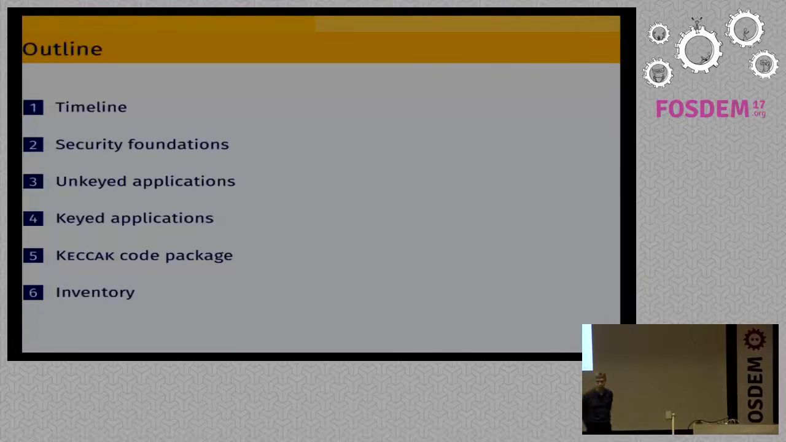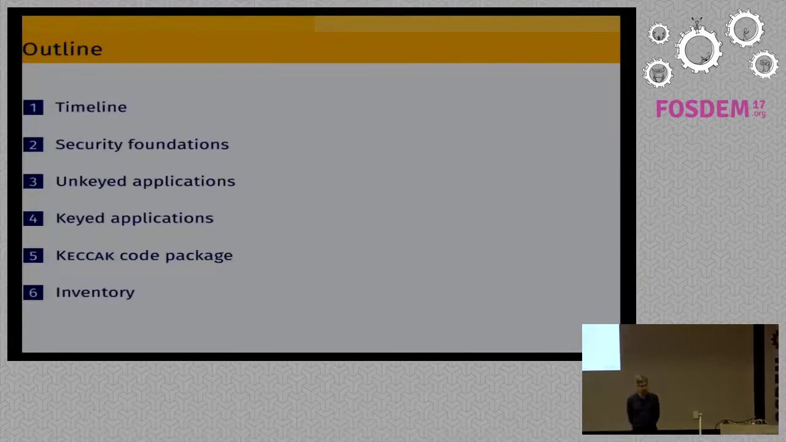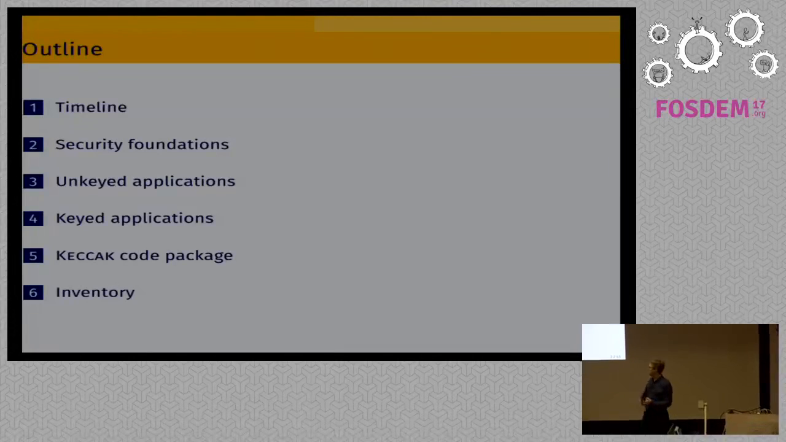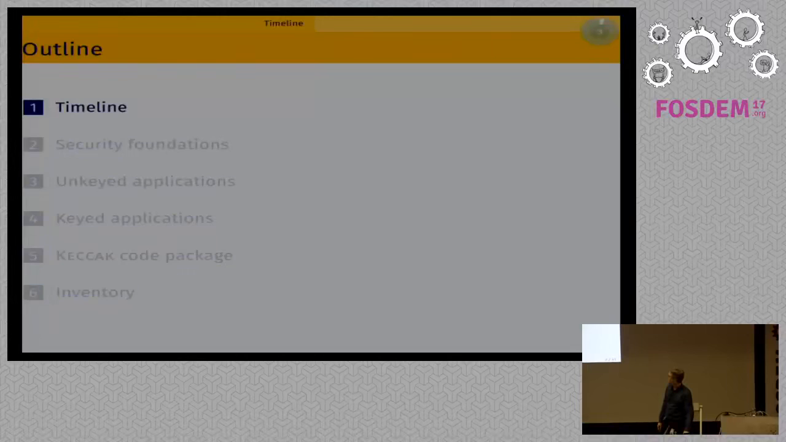So this is the outline of my presentation. I will start with some introduction. Then I will try to discuss the security properties of symmetric cryptography. Then the core of the presentation will be divided into two parts, the keyed applications and unkeyed applications, depending on whether or not we need a secret key. Then I'll talk briefly about the Keccak code package and recap on the functions with some inventory.